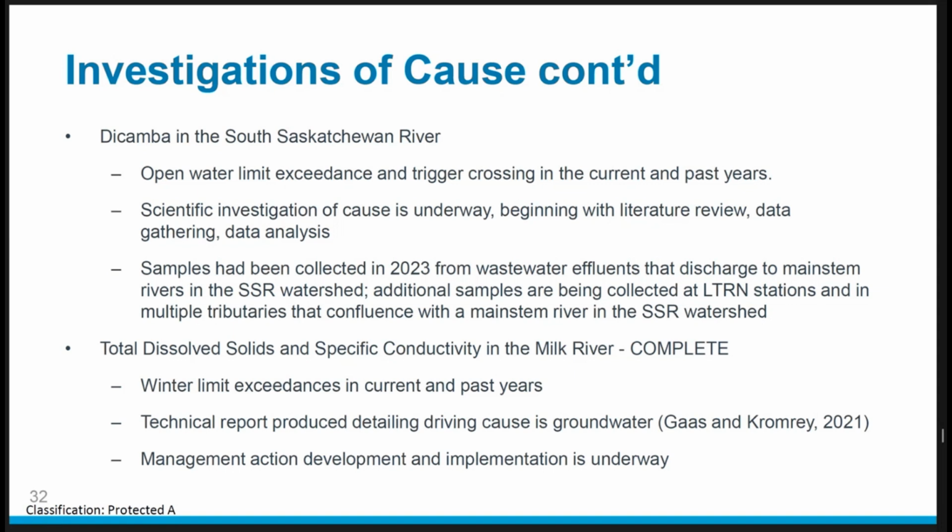The investigation of cause into winter limit exceedances of total dissolved solids and specific conductivity in the Milk River was completed and reported on in a technical report. The investigation of cause determined that groundwater inputs are likely the primary source of these exceedances, and management action development and implementation is underway.